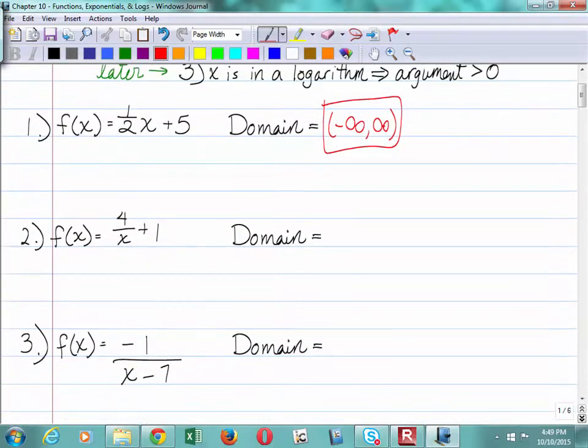Alright, number 2, we do have x in the denominator. So the denominator, which in this case is just x, cannot be equal to 0. Alright, but we want to write the domain in interval notation in terms of what can x be. Well, x can be any real number other than 0. So to write that, it would be negative infinity, comma 0, parentheses, union, parentheses, 0 to infinity.